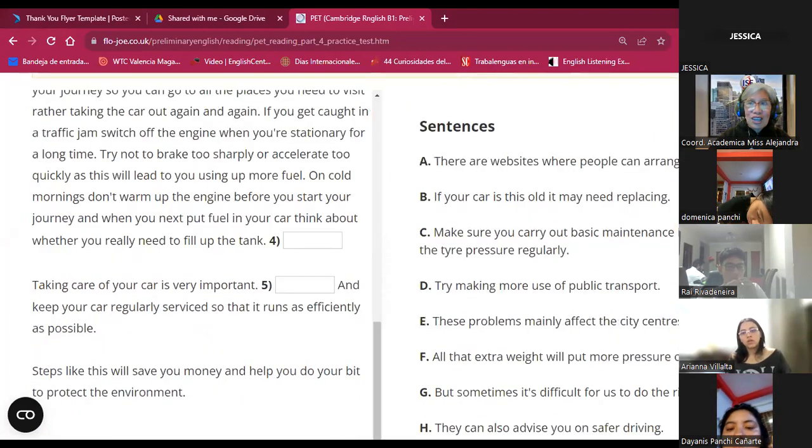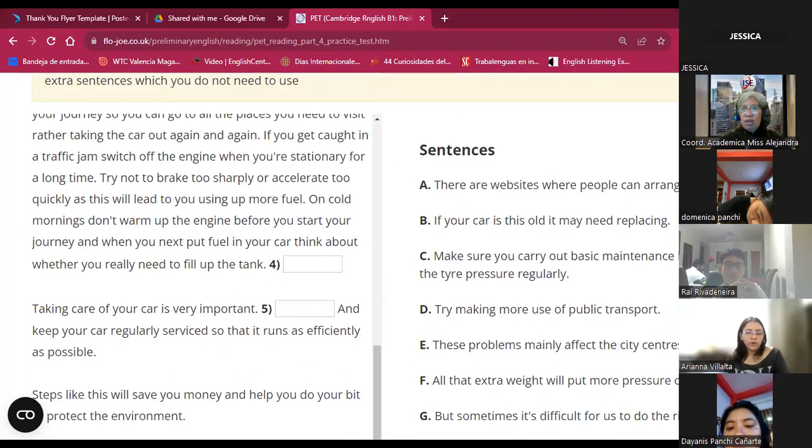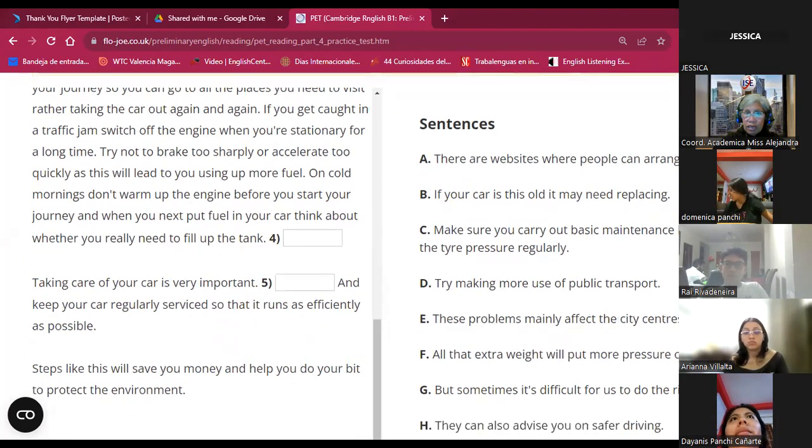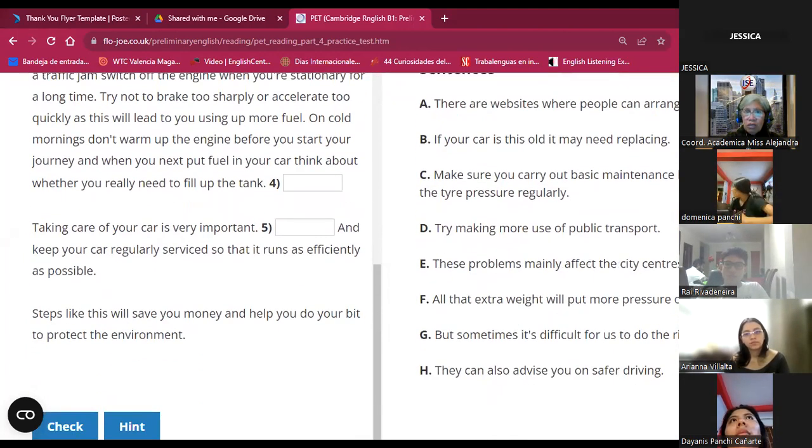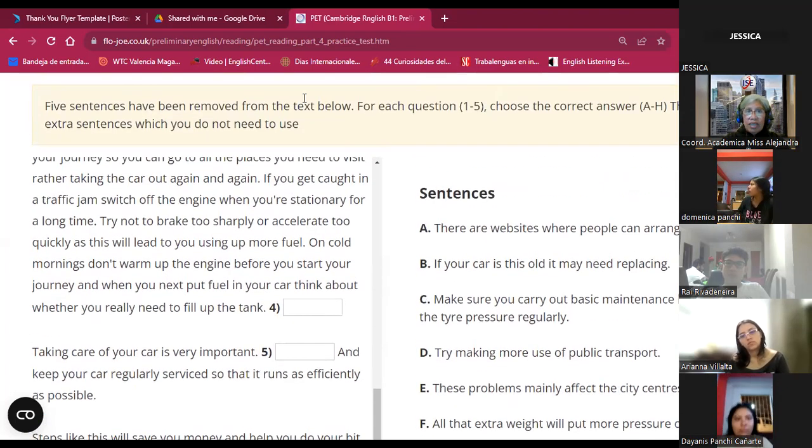Okay, so notice there are websites where people can arrange to meet up. If your car is this old, you may need replacing. Make sure you carry out basic maintenance like checking the tire pressure regularly. Tire can be with Y or I, both are correct. Try making more use of public transportation. These problems mainly affect the city centers. All that extra weight would put more pressure on the engine, but sometimes it is difficult for us to do the right thing. And they can also advise you on safer driving.